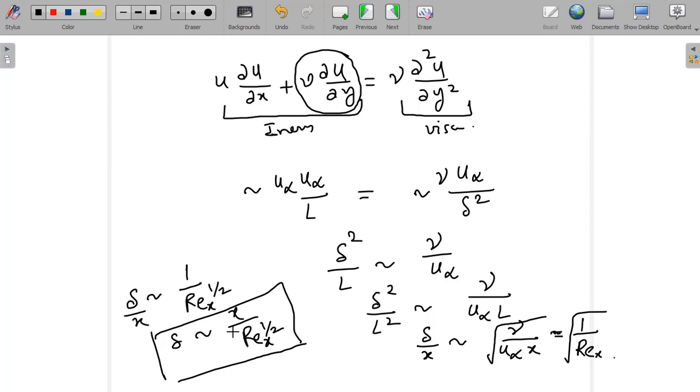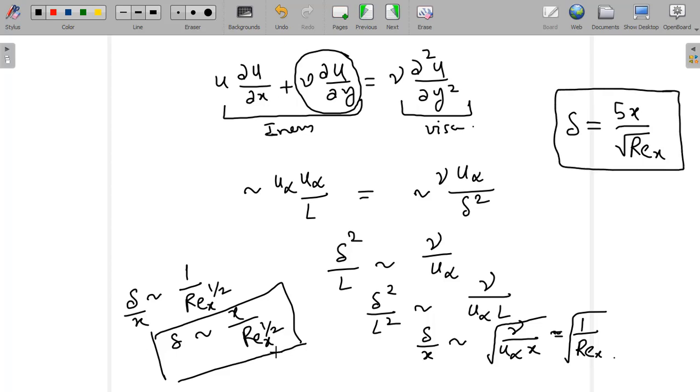If you compare with the actual result, you will find that the actual result is delta equal to 5x by root over Re_x. Now see, without actually solving anything, only by order of magnitude analysis, we can predict its functional form, that delta is proportional to x by root over Re_x. Only the constant can be found from experiment. So you can understand how important a tool this order of magnitude analysis is.